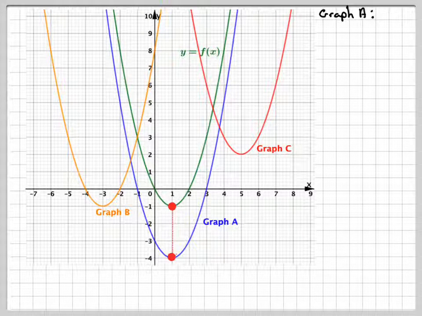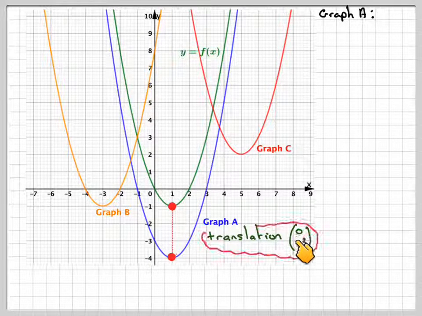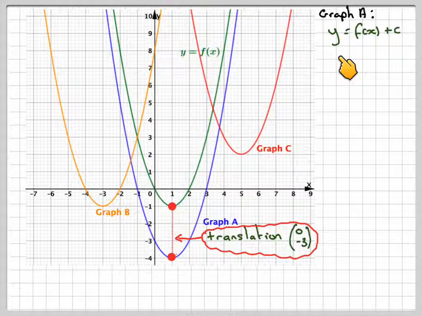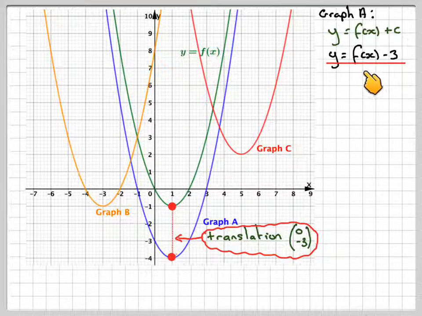So we can see that it's moved down 1, 2, 3 units. So that is a translation (0, -3). So vertical translations are of the format y is equal to f of x plus c, where c in this case is going to be minus 3. So this is the graph of y is equal to f of x minus 3.